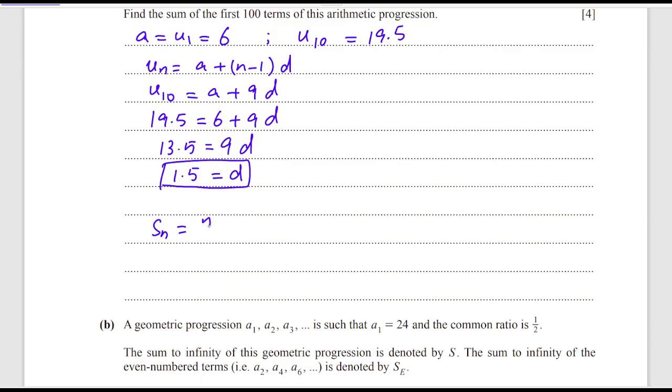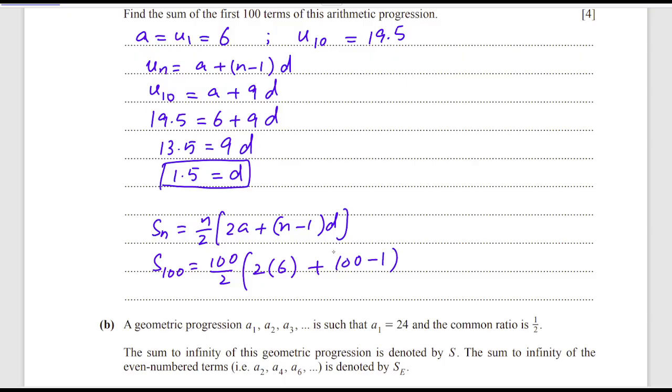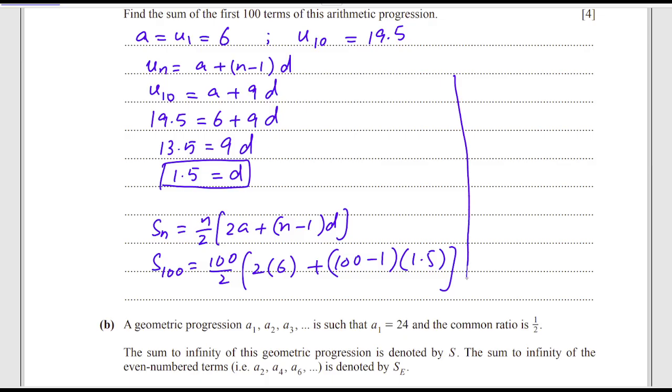The sum of first n terms is n by 2 times 2a plus n minus 1 into d. We need the sum of first 100 terms, so put n equals 100. 100 over 2 times 2 into a, which is 6, plus 100 minus 1 into d, which is 1.5. You can use your calculator to solve this question. It's 50 times 12 plus 99 into 1.5.